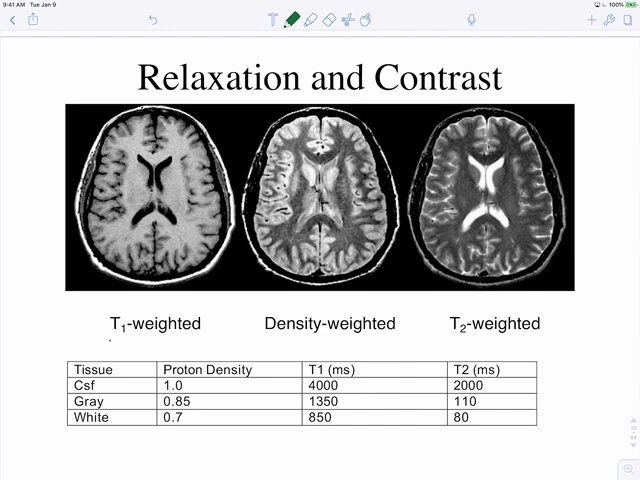what we have here is what's called T1 weighted, proton density weighted, and T2 weighted. By just changing the amplitudes and the timing of all the pulses, we actually change what information we can get out of the MR scanner. So we want to spend the rest of this lecture talking about how we actually do that. All right?